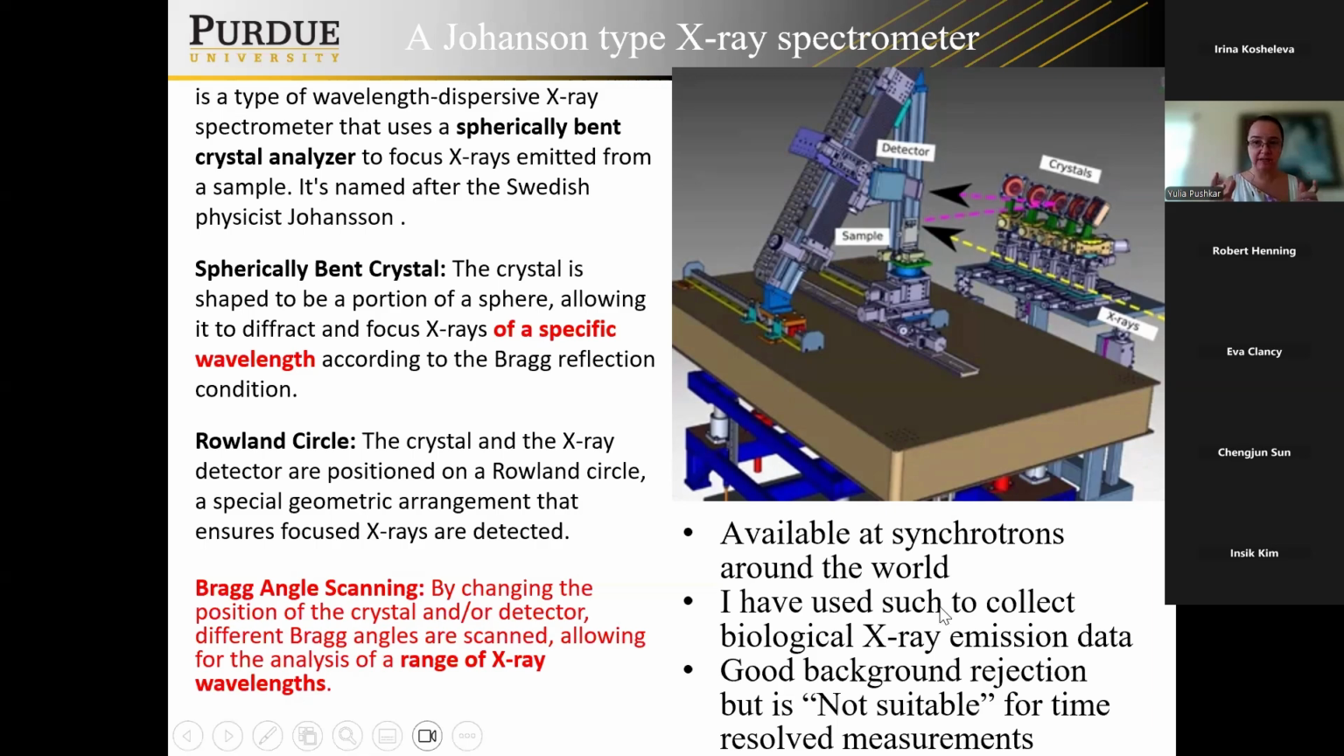So this is how people started collecting biological data, data from biological samples, from proteins, because this has good background rejection because of that very expensive spherically bent analyzer focusing everything into one point. You can collect biological data. It suppresses background greatly. So the benefit is suppression of the background, good background rejection, but it's not suitable for time resolved. Again, people use it for time resolved because you have to have this scanning. You can't get the full spectrum in one shot.